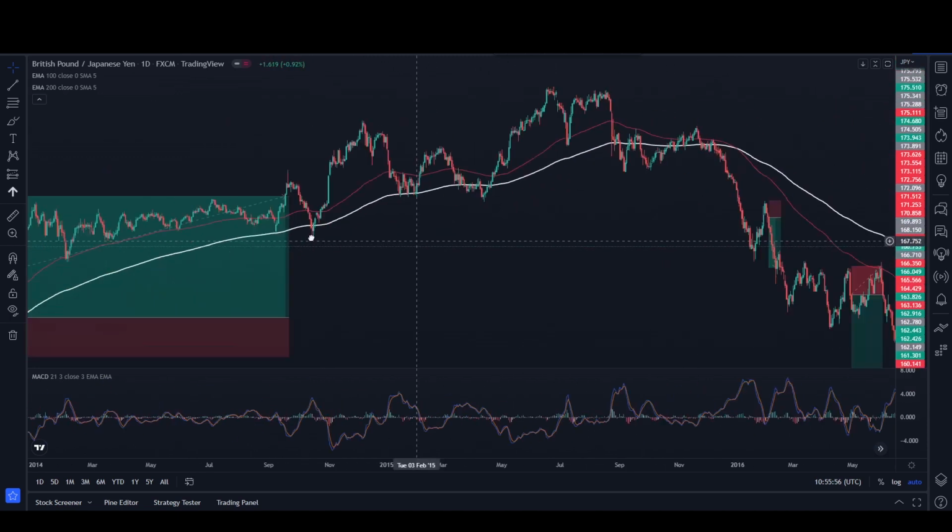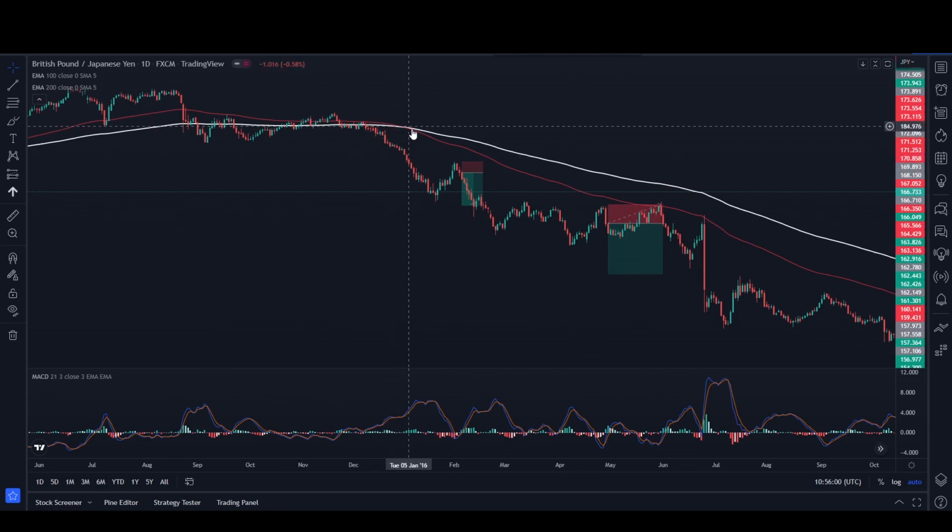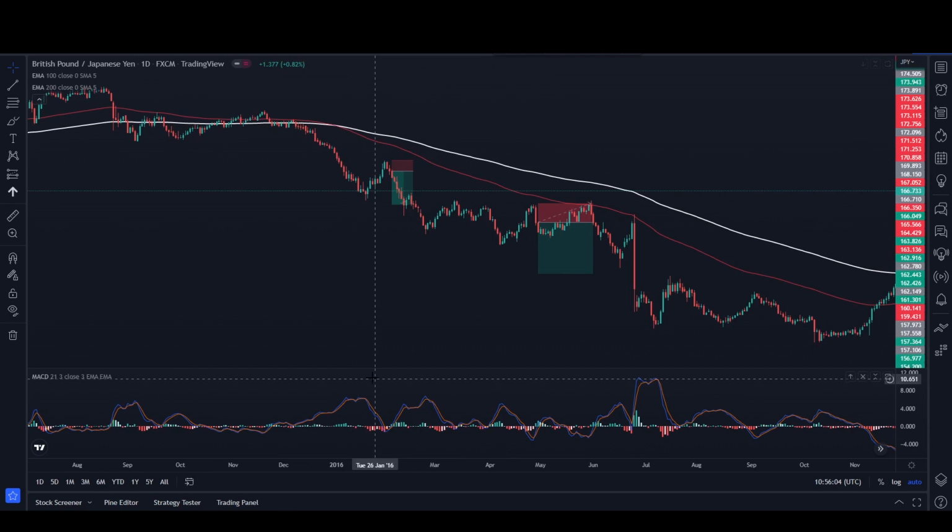And for short positions right here, the 100 EMA is below the 200 EMA. So we're looking for short positions. The MACD needs to be below 0. It needs to be negative, and it needs to be crossing up, which is the case right here. There's a very nice 1 to 3 risk to reward ratio, successful trade.